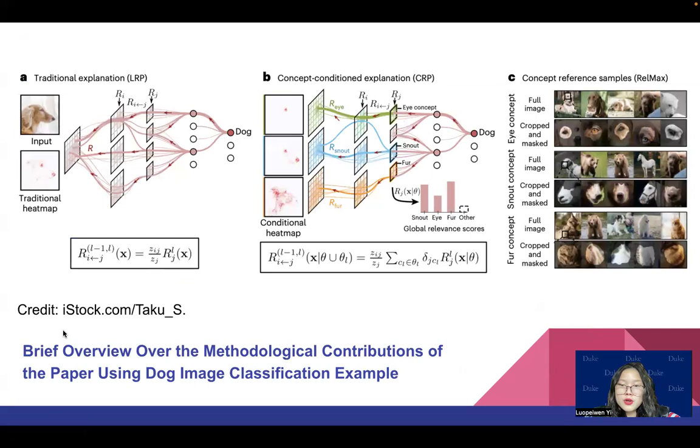So in this example of dog image classification, we can see that the traditional explanation provided by LRP provides a single attribution map showing overall relevance, but it doesn't specify which concepts are being used. On the other hand, the CRP offers concept conditional explanations, revealing specific features like fur or eye and their importance in the prediction. It can show that fur is more relevant than eye, providing a clear understanding of the model's decision process. And the RelMax visualizes input samples where certain features are most relevant, highlights the model's understanding of different concepts, and provides a more nuanced explanation.